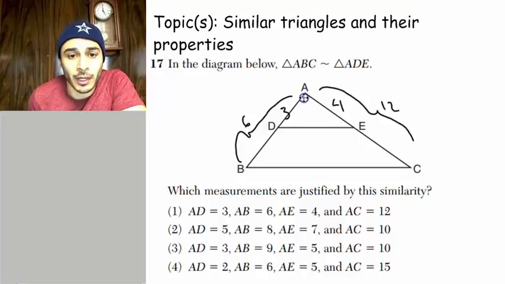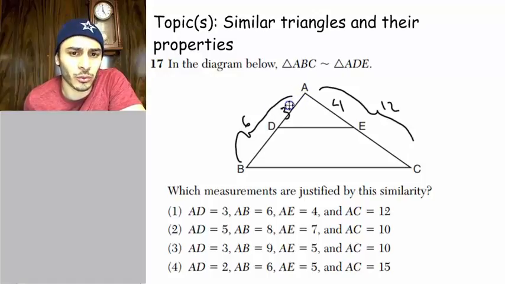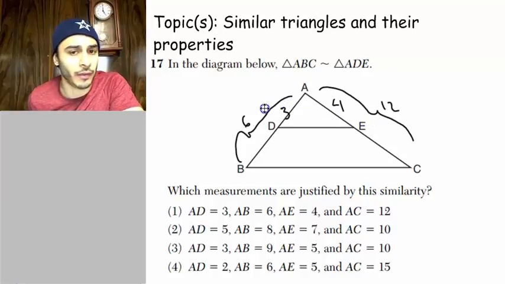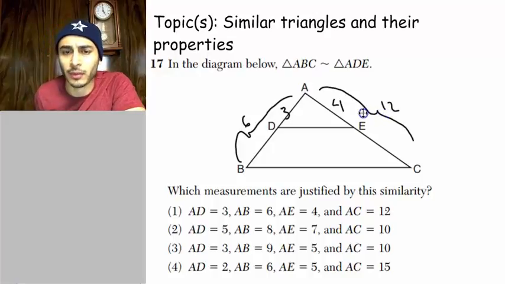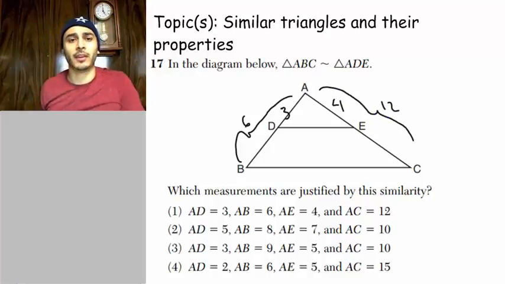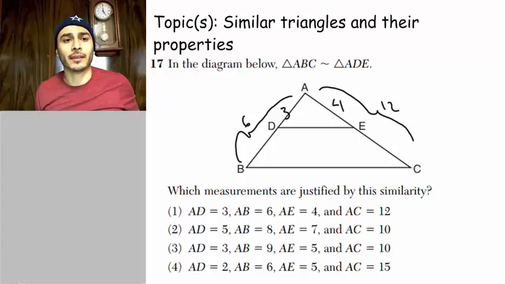Here AD is 3 and AB is 6, which we could say, all right, here the scale factor is 2. 3 times 2 is 6. But then that doesn't make sense because we have a different scale factor here. 4 times 3 gives you 12. So which one is it? Is it a scale factor of 2 or is it a scale factor of 3? That makes no sense, right? The scale factor has to be the same for both sides. So then the answer cannot be choice 1.